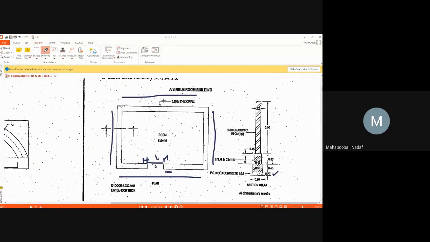This center to center, what we have calculated at the start, is 6.3. What is the next direction's center to center? 4.3. Now, how is the total length of center to center calculated? 2 times 6.3 and 2 times 4.3. Total center to center, how much is it coming? 21.2. 21.2 is the center to center of the total building, which will be the same.